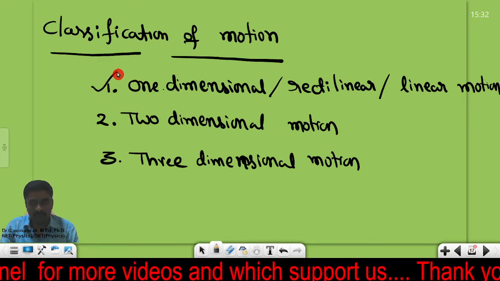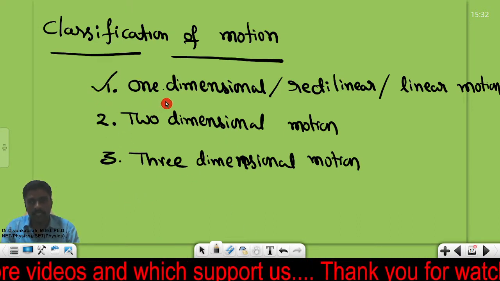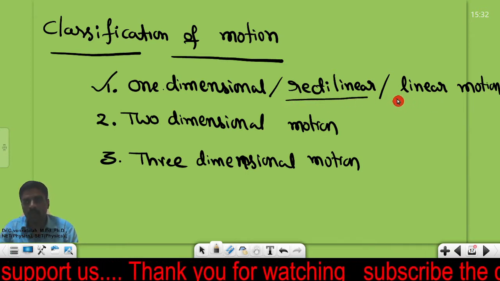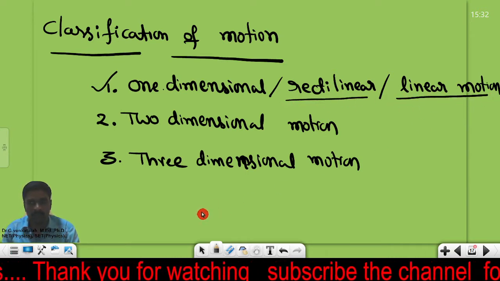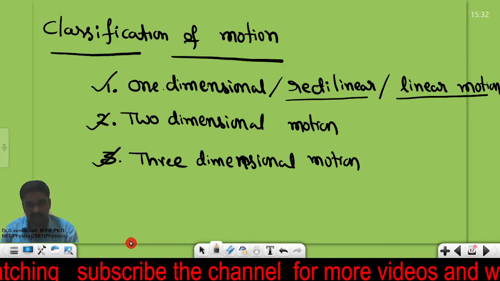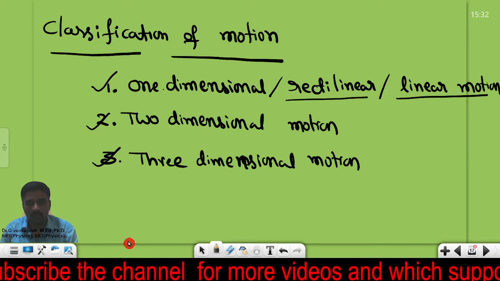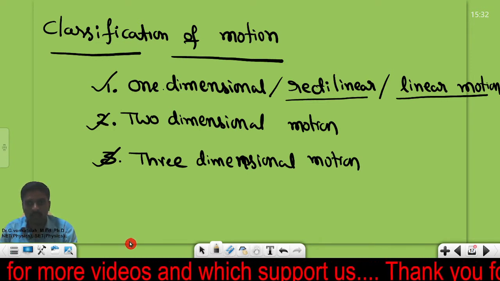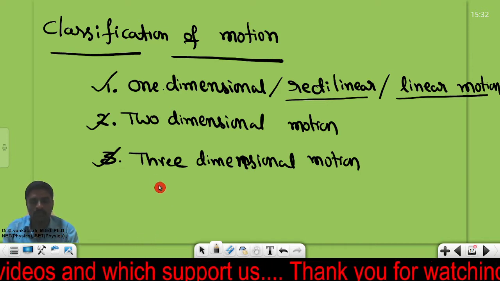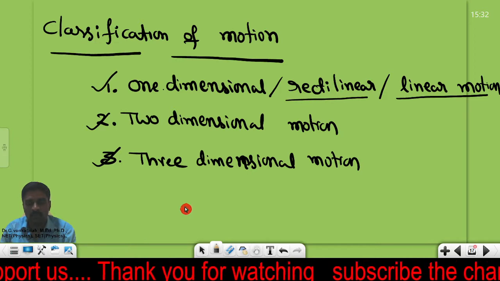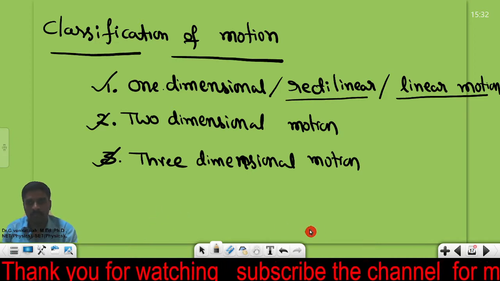First one is the one dimensional motion. The one dimensional motion can be called the rectilinear motion also, or the linear motion also. The second one is the two dimensional motion, and the third one is the three dimensional motion. Now we need to know the definition for one dimensional motion and two and three dimensional motion. If you know one definition, then you can easily say the remaining two types of motions.